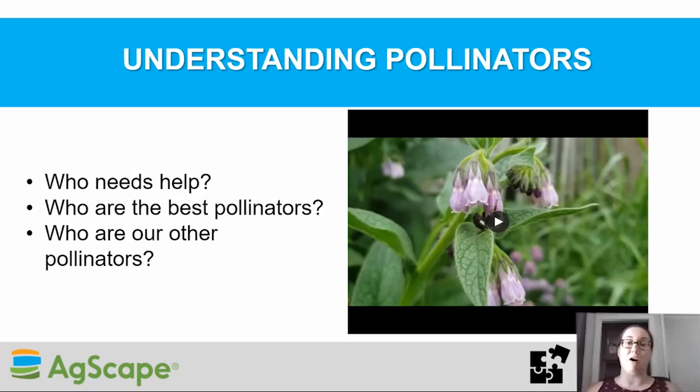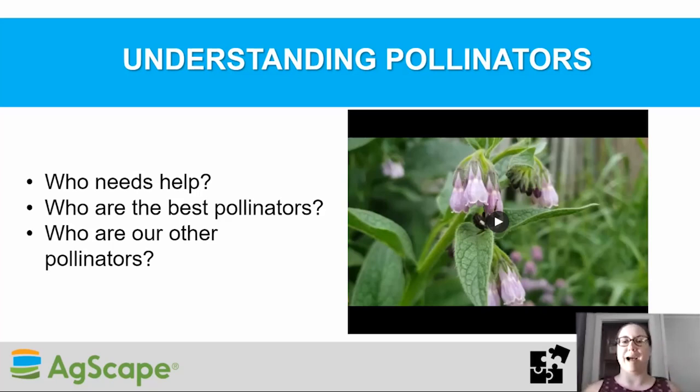Honeybees are an introduced species of bee to North America, and all of the other pollinators, our native pollinators, don't have a beekeeper to take care of them in the same way. They still have a lot of the same requirements, but they don't necessarily have people looking out for them on a regular basis.